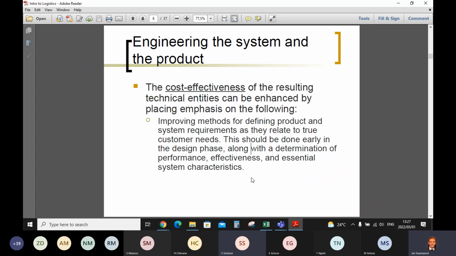But if you could have sorted that out, maybe even in conceptual phase, how much money would you have wasted? Maybe 1 day or 2 days of brainstorming regarding the product, which is a lot less than recalling an entire fleet of cars and doing that product twice, right? So obviously you want to do this as early as possible in the design phase, along with the determination of performance, effectiveness, and essential system characteristics, right?